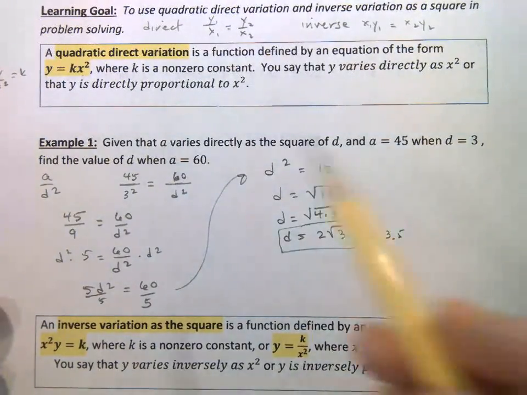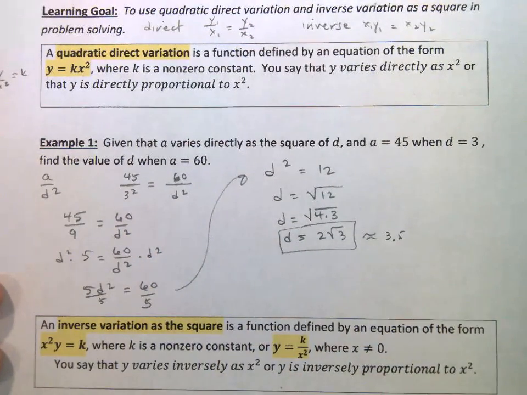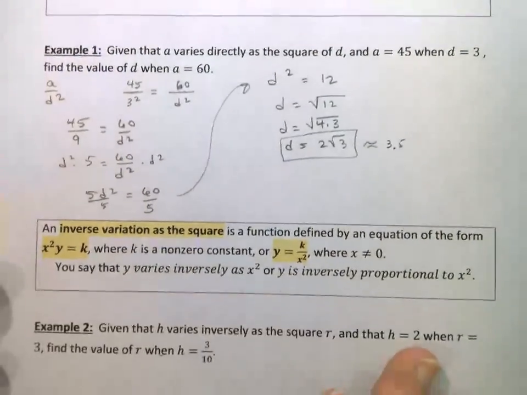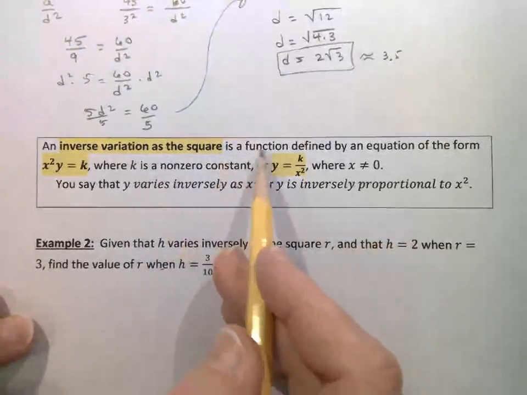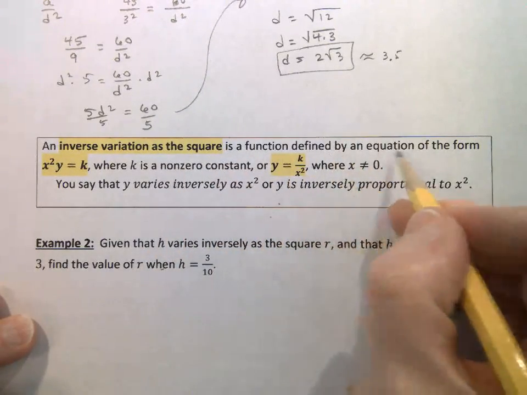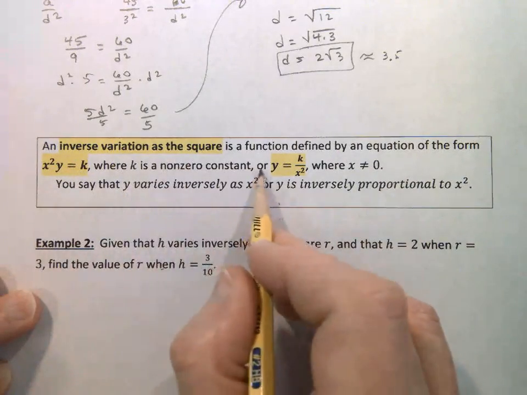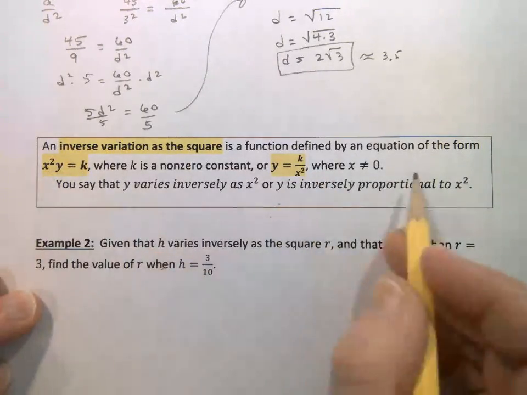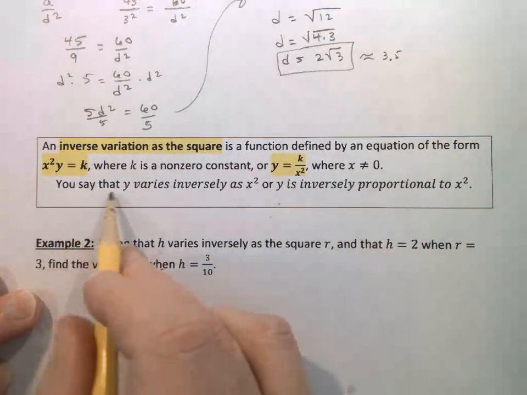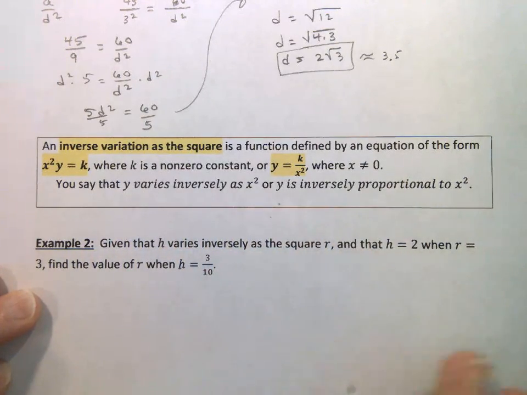Okay, so that is what direct variation with a square is going to look like. And they will tell you what thing is being squared. Sometimes it's the top number, sometimes it's the bottom, sometimes it's both. Okay, so then an inverse variation as the square is a function defined by an equation of the form x squared y equals k, where k is a non-zero constant, or y is equal to k over x squared. Okay, so this is where we get our proportion from, and x cannot be 0. You say that y varies inversely as x squared, or y is inversely proportional to x squared.